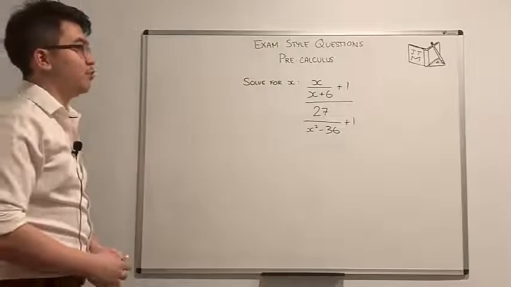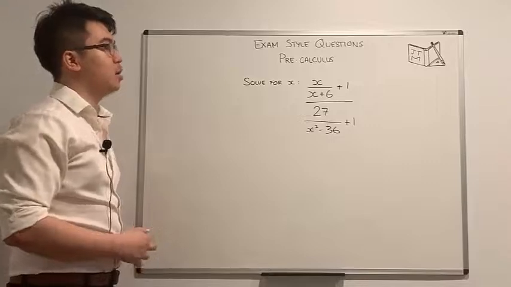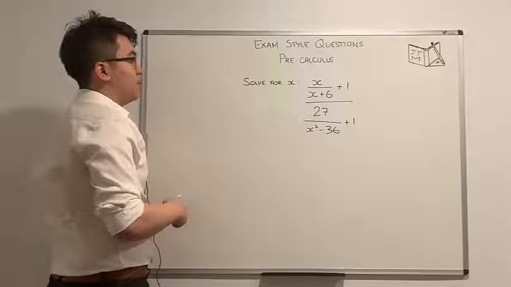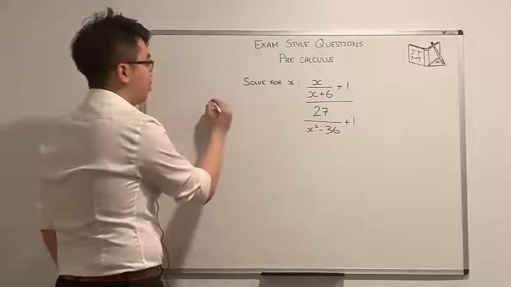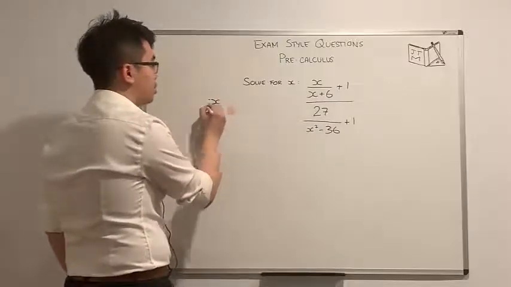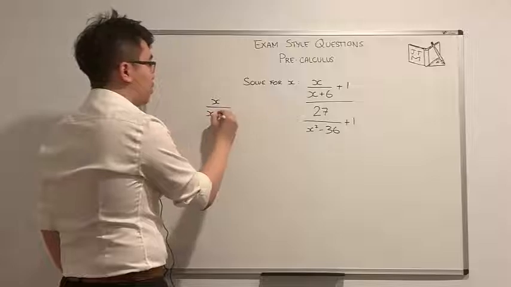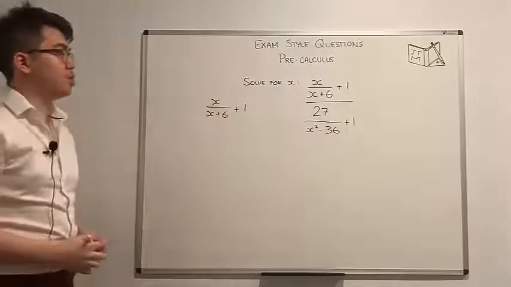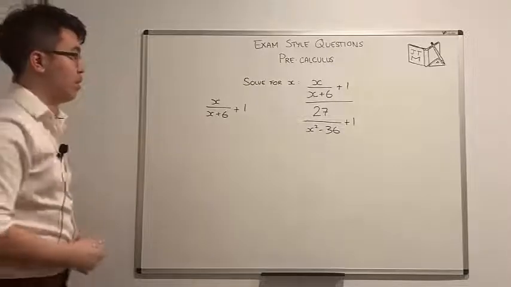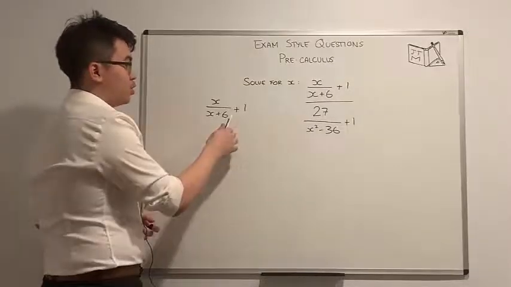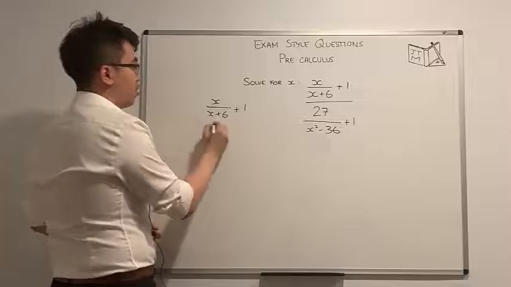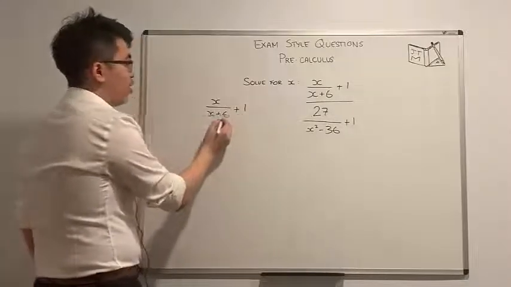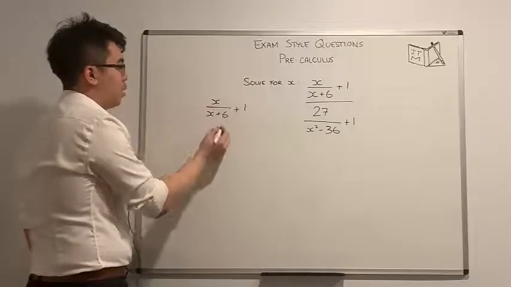Lastly, we're going to solve for x in this complex fraction. Now, as you can see, there are two sides to this very complicated fraction, so I'm going to break them up into smaller fractions. So we're going to deal with this section of the fraction first. X over x plus 6 plus 1. Now, in order to commence this operation, we have to change this plus 1 into a fraction with the denominator of x plus 6.